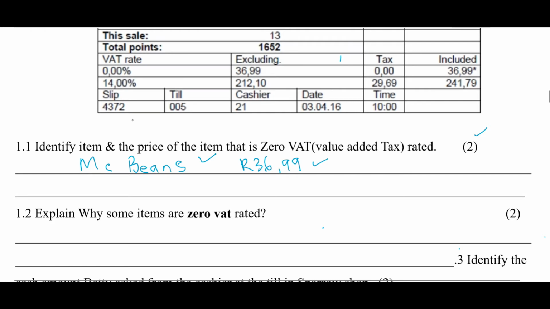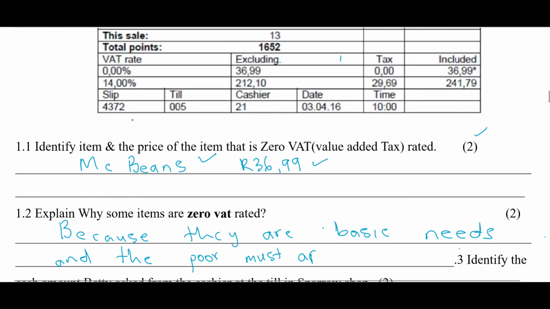So now they are saying explain. So to explain, they are saying because they are basic needs. We need them every day because they are basic needs, and the poor can afford them. So these items that are zero VAT rated, they are basic needs, and we need to make sure that everyone affords, even the poor. So now you have your 2 marks there, right?